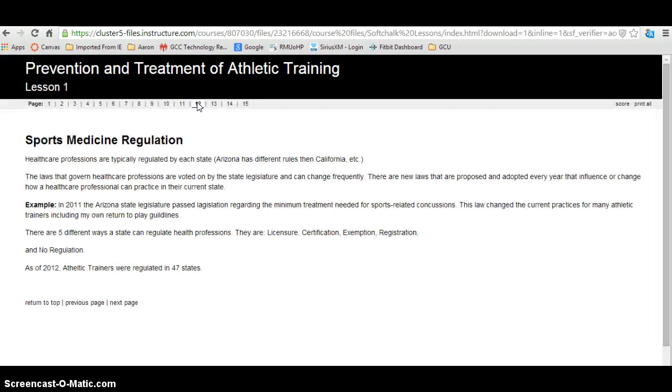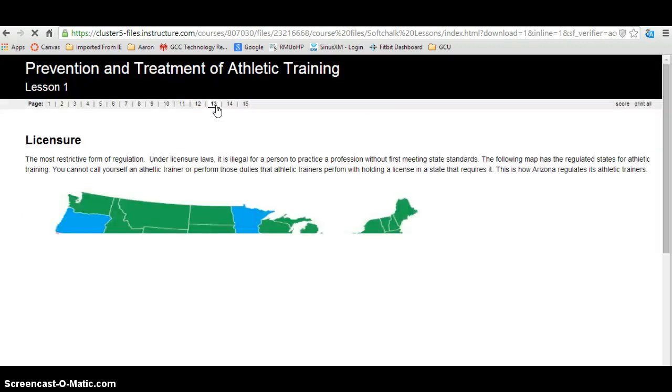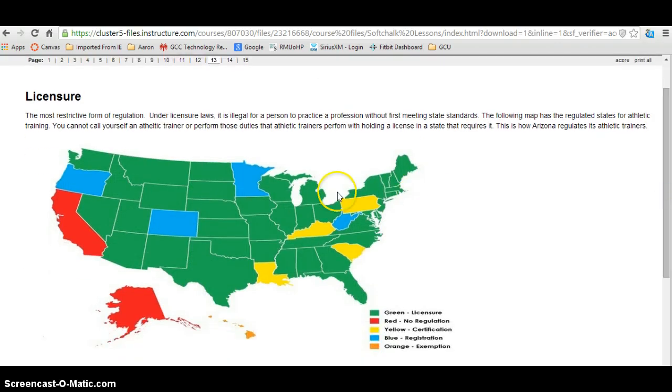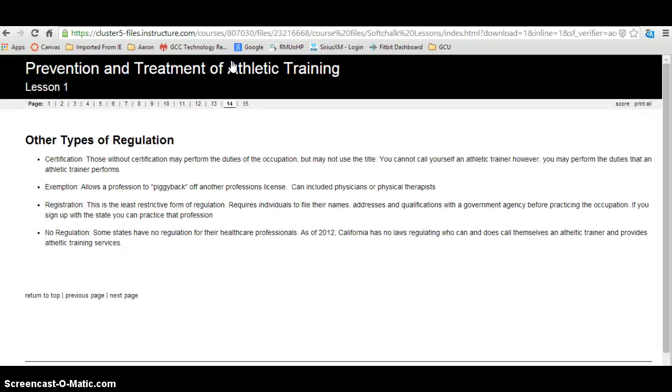Okay, we are regulated in the state, especially in the state of Arizona. We are licensed. Here are the 4 routes of state regulation. In Arizona, we hold a license, which is the most restrictive. It both protects our patients and protects us as athletic trainers. Each state has its own type of regulation. Again, here's a map of what states hold what. You can see Arizona in the green, which means we hold a license. Here is information on other types of regulation. Really just know that Arizona has the license.